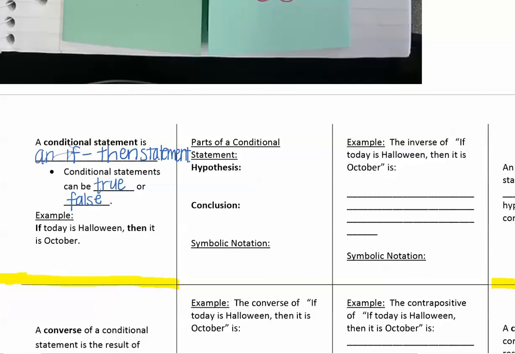Okay. Now there's 2 parts to a conditional statement. There's the hypothesis, and the hypothesis is the part that's after the if. Okay. So it's the part after the if, but before the then. Okay, and then we have the conclusion. The conclusion is the part that's after the then. So in our case, it would be it is October. All right, so the part after then.